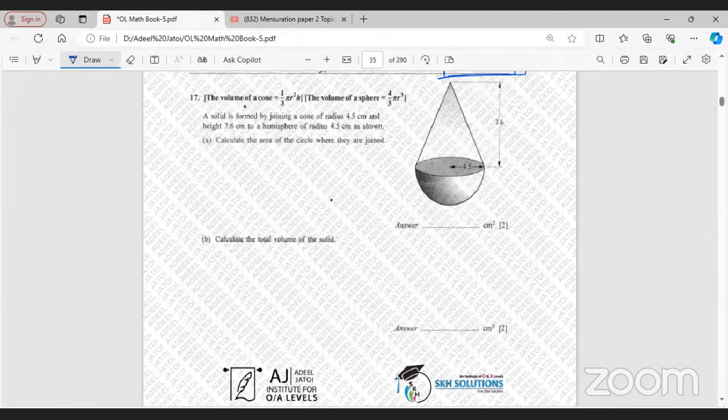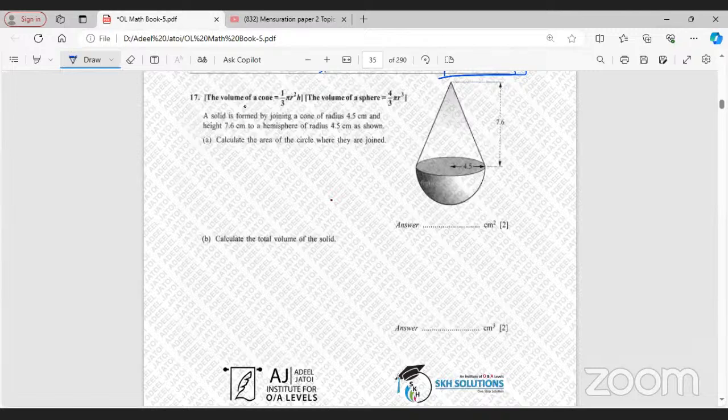Okay, question number 17. So what do we need? The volume of the cone is there, the volume of the sphere is there. A solid is formed by joining a cone of radius 4.5 centimeter and height of 7.6 centimeter to a hemisphere. The radius is 4.5 for both, right? Calculate the area of the circle where they are joined. Area of the circle. So, what do we need? We need this. This area of the circle is required.